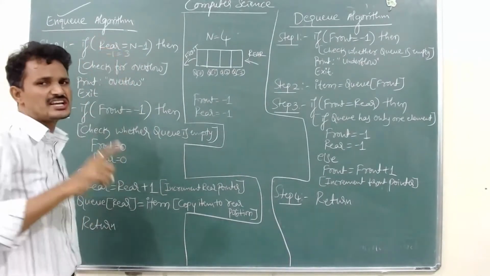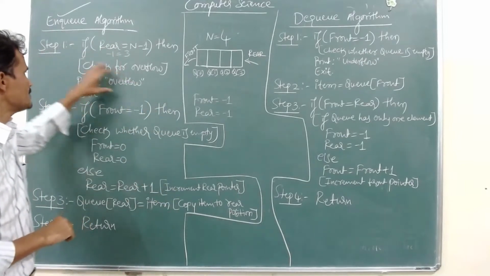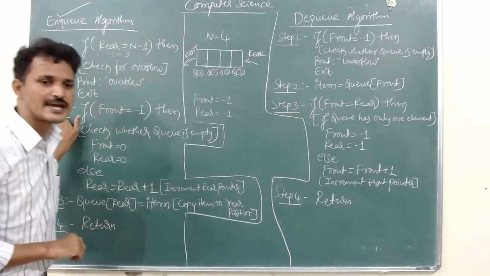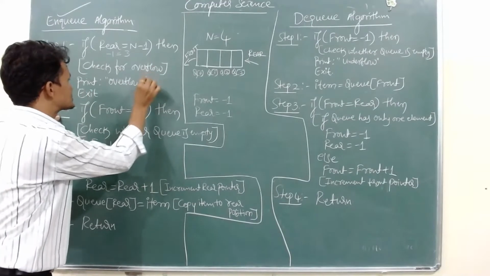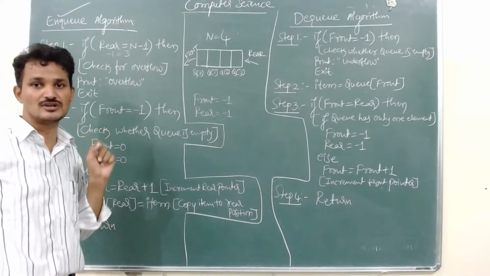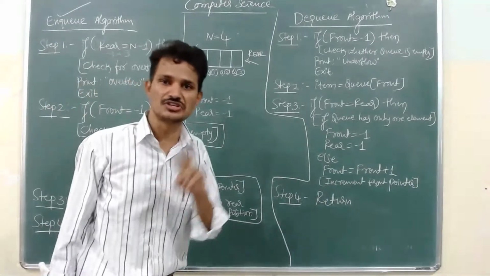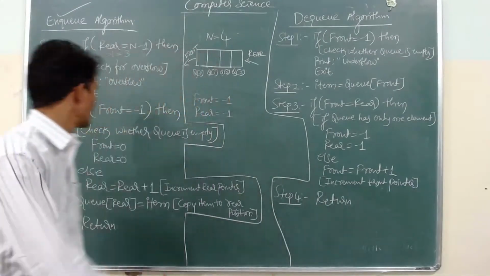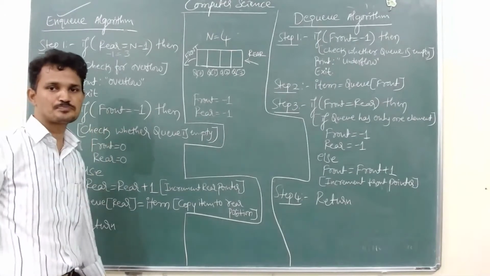Minus 1 is equal to 3, the condition is false, isn't it? So I am going to execute step 2 directly, without executing what is written in the square bracket, this print statement and this exit. I won't execute those 3 statements. Directly I will come to this step 2. So have a look at this step 2.